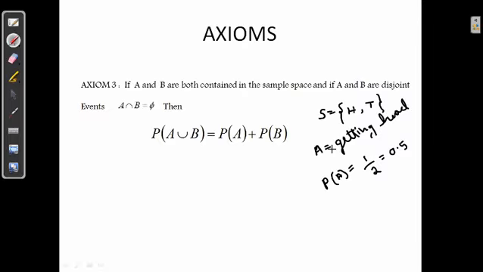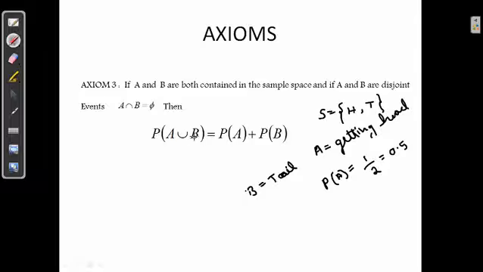A means a head should fall. What should B be? B should not be equal to A, since A intersection B is equal to null set, which means A and B are not the same. B should be getting a tail. So A is getting head and B is getting tail.